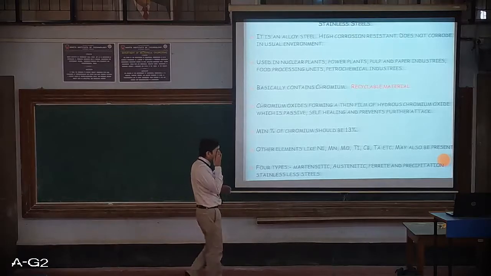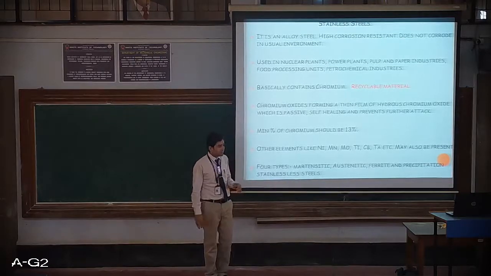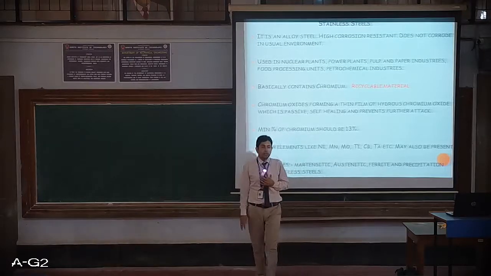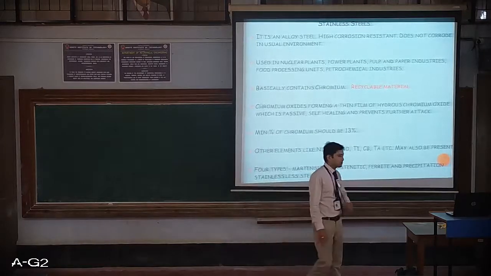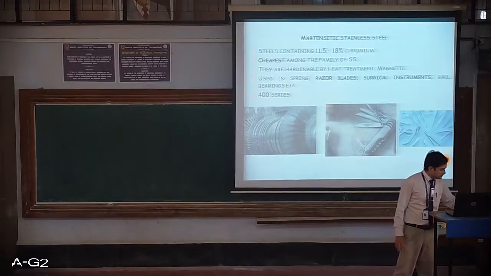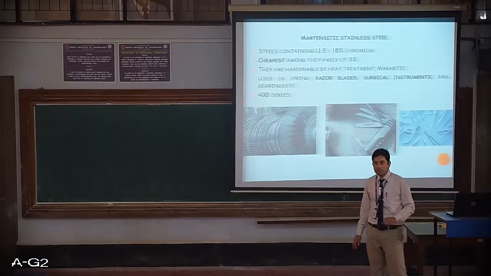And there are four types of stainless steel which we are going to discuss now. One is Martensitic stainless steel, Austenitic stainless steel, Ferritic stainless steel, and Precipitation hardening stainless steel. So these are the different types of stainless steel that we are going to learn. Now coming to the first one, that is Martensitic stainless steel.